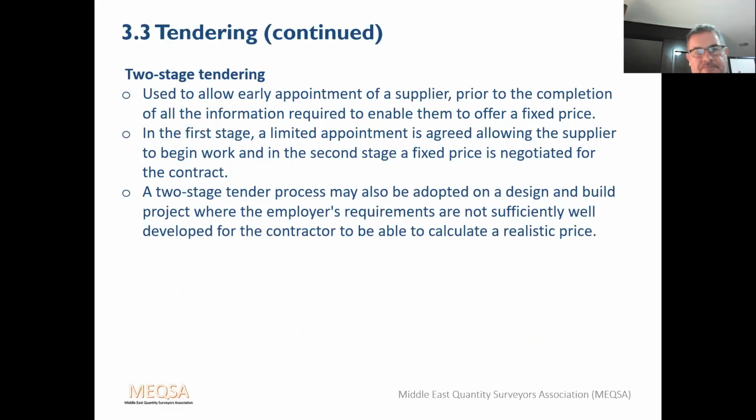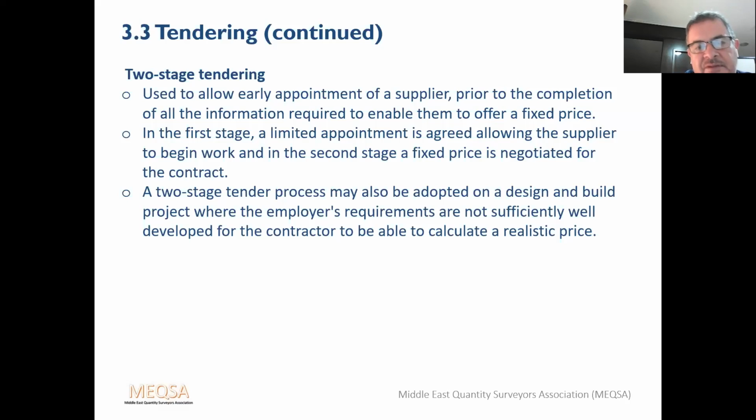Two-stage tendering. You will likely be asked this in APC again. You'll be asked the difference between single-stage tendering and two-stage tendering. So two-stage tendering is used to allow the early appointment of a supplier or a contractor prior to the completion of all information required to enable them to give a fixed price.